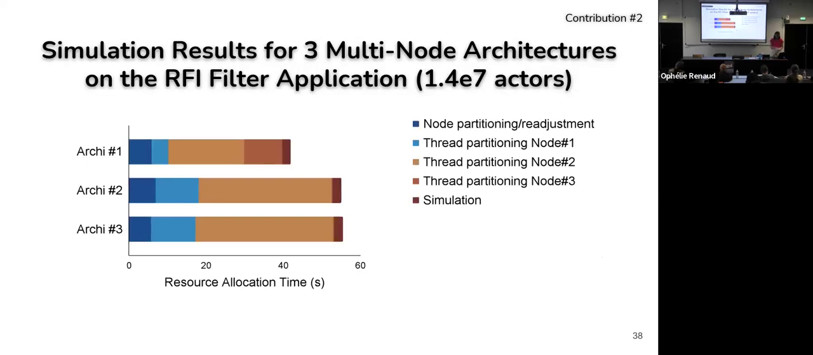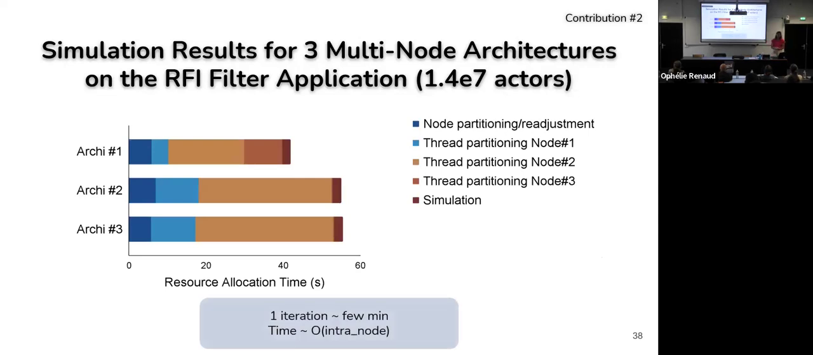And here, the axis represents the resource allocation time according to the architecture deploying the RFI filter. And for all the cases, one iteration of the method takes just a few minutes. And now the resource allocation time only depends on the complexity of the target architecture within nodes.